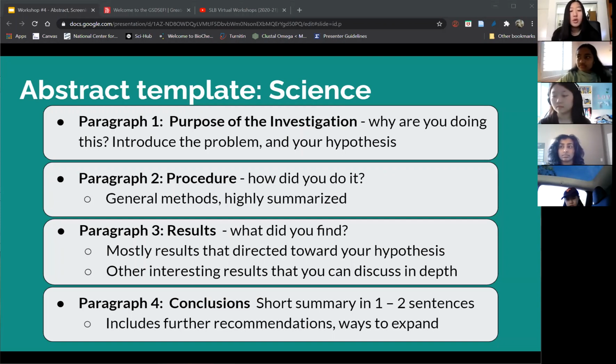If it's a continuation project, don't cover procedures from previous years. Next, in paragraph 3, provide only key results that lead directly to your conclusions with only main data calculations. Then in paragraph 4, conclude in 1 to 2 sentences on what you found and what it says about your original problem. You may also briefly mention your further recommendations and translational implications for your work.